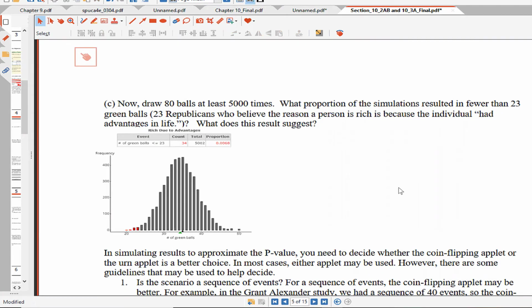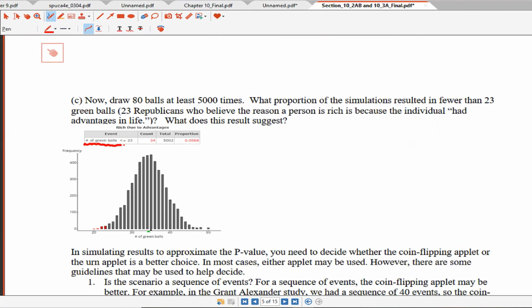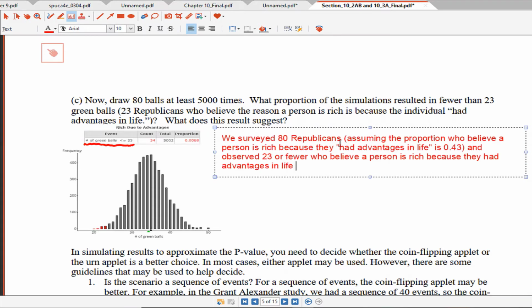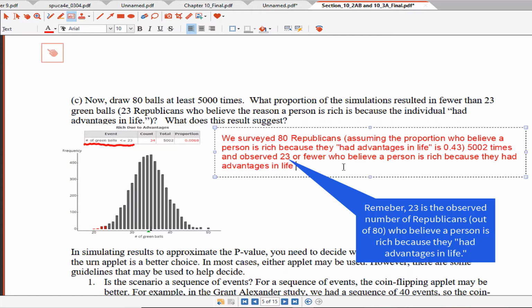There we have it. So notice the proportion of times we observed 23 or fewer out of 80 saying, yeah, I believe a person is rich because they've had advantages in life, is 0.0068. So I'm just going to explain this in terms of the urn, and then we'll explain it in terms of the context of the hypothesis test. We surveyed 80 Republicans. How many times? 5,002 times. And observed 23 or fewer who believed the person is rich because they had advantages in life in only 34 of the surveys.